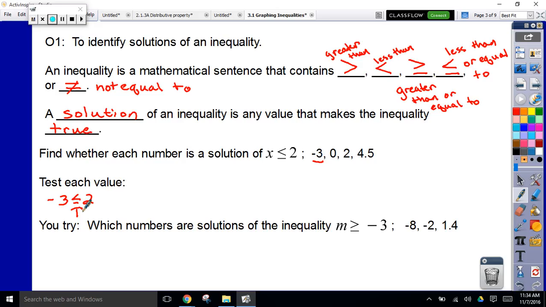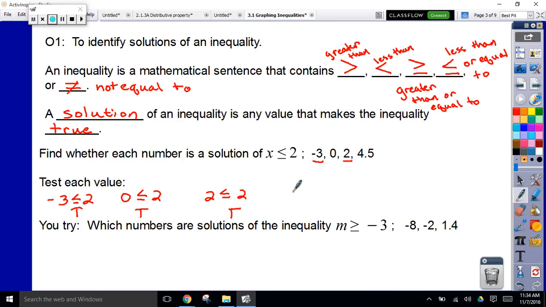Okay, now let's put in 0. 0 is less than or equal to 2. Is that true? Is 0 less than 2? Either nod or show me now. Yep, so this one's true also. Okay, let's move on. Let's try 2. Is 2 less than or equal to 2? 2 is not less than 2, but it is equal to 2. So that still makes that inequality true.